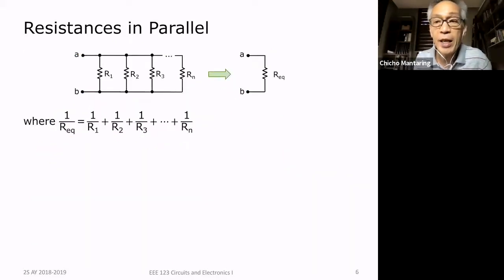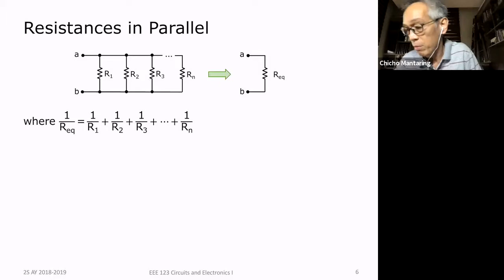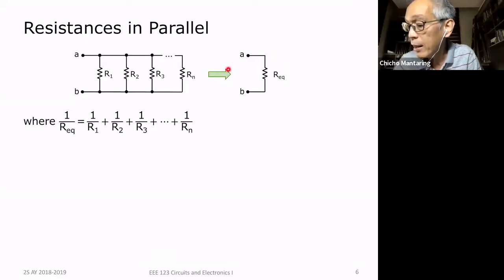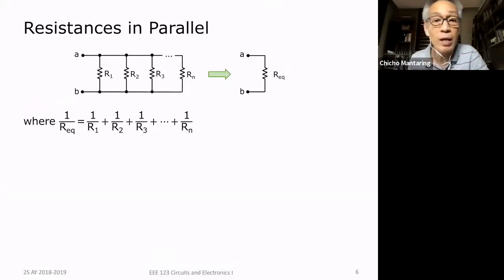Okay, the other simplification rule that we're going to study is when resistances are in parallel. So here on the left, I have n resistances in parallel. Parallel meaning to say they are connected at both their ends. Both their ends are connected. And I maintain that can be represented by just one equivalent resistance, where 1 over Req is 1 over R1 plus 1 over R2 plus 1 over R3 all the way to plus 1 over Rn.